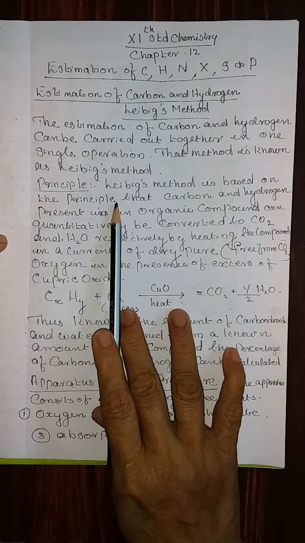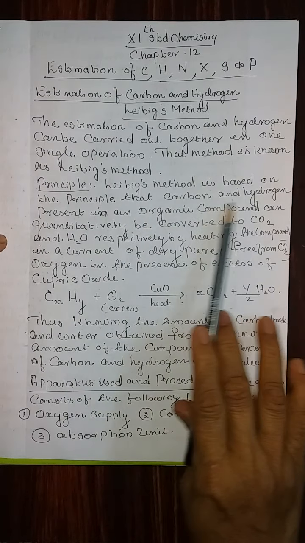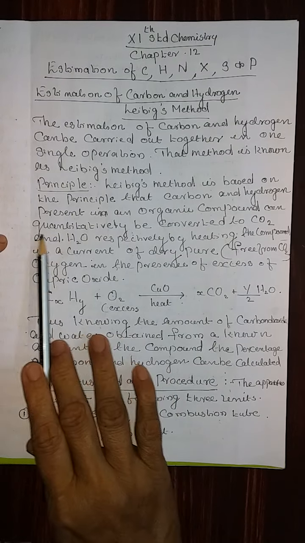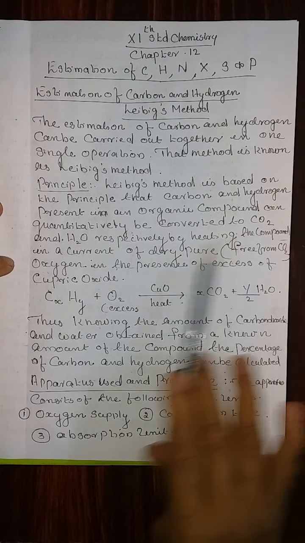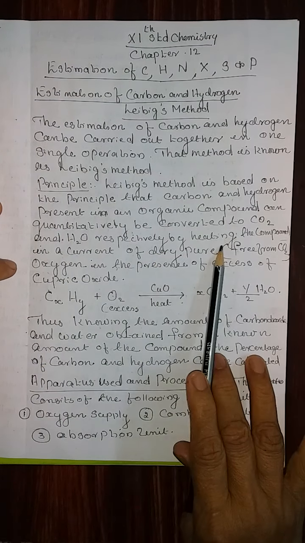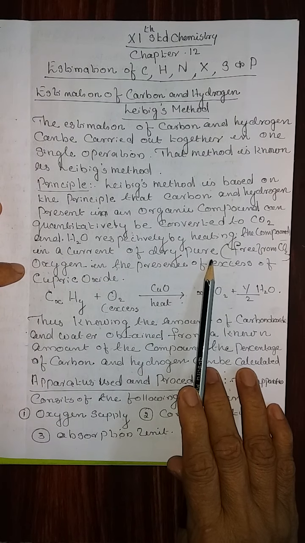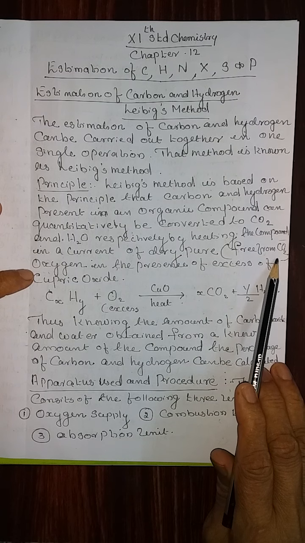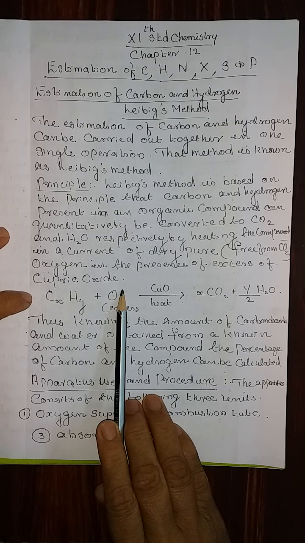Principle. Liebig's method is based on the principle that carbon and hydrogen present in an organic compound can quantitatively be converted to carbon dioxide and water respectively by heating the compound in a current of dry, pure oxygen, that is free from carbon dioxide, in the presence of excess of cupric oxide.